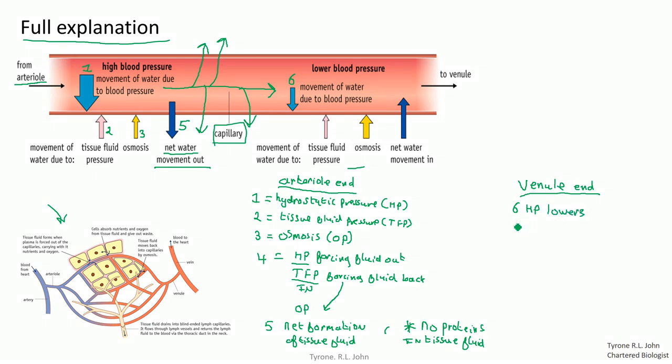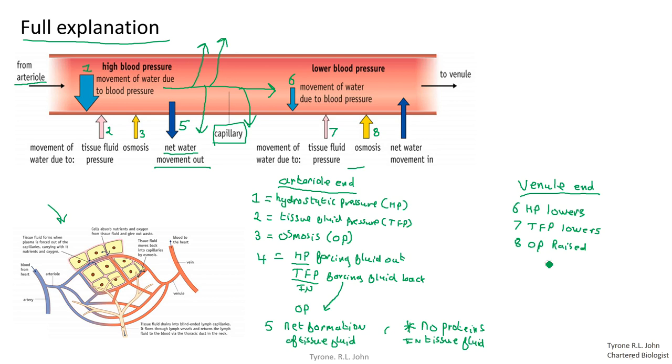Okay, now number 7, that's going to be the tissue fluid pressure. So tissue fluid pressure, and again that lowers compared to the arterial end. So the pressure is lower there. Number 8, now this is the osmosis arrow, which we'll call the osmotic pressure. Now that has raised compared to the arterial end, so it looks like there's a change basically in the water potential of the tissue fluid.